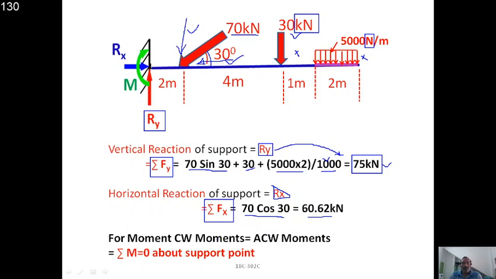And to understand further, to get the value of the moment, I need to take the moments about the support point. Either you can take it at the support end or at the free end, there is no problem with that. So I am considering it at the support.